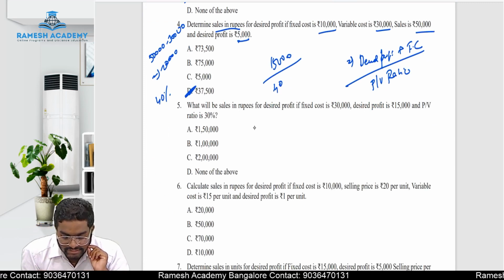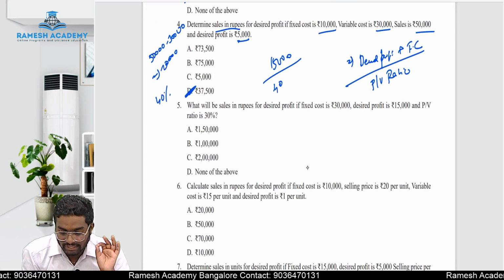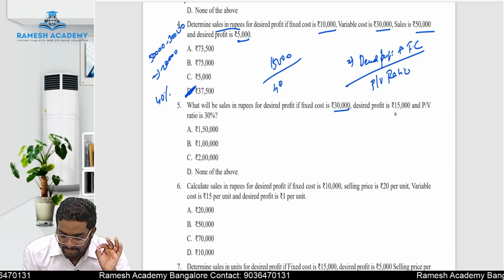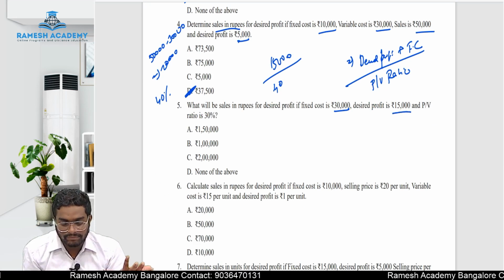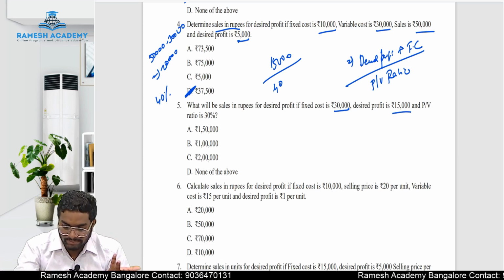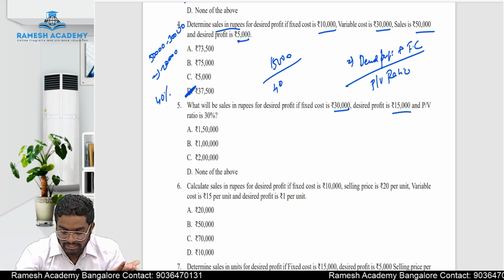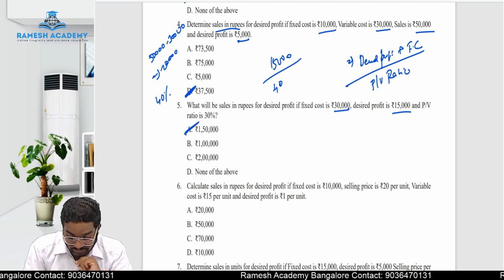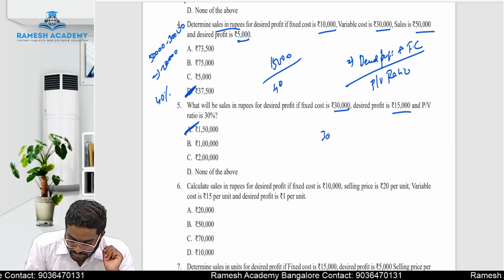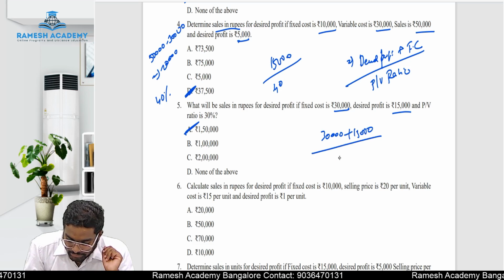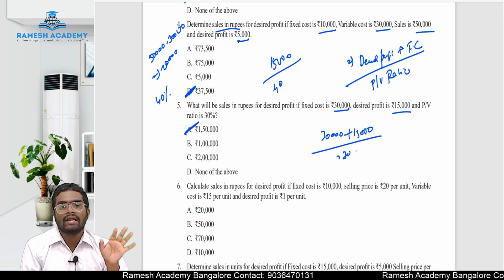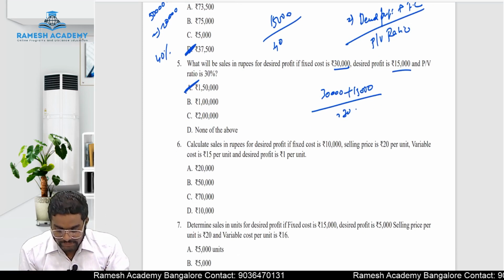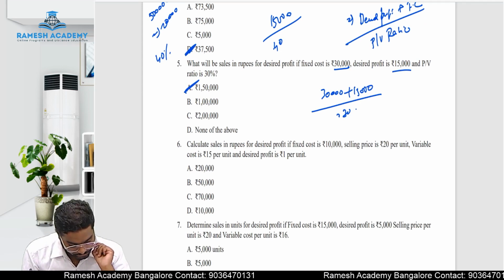So what will be the sales in rupees for desired profit, if the fixed cost is 30,000, desired profit is 15,000 and the PV ratio is 30%. Same as the previous question, so I will do it in a simpler manner. Add 30,000 plus 15,000 divided by 0.3. So you will get 1,50,000. Simple. You can make a note here only. 30,000 plus 15,000 divided by 0.3, so 1,50,000. Simple. Next we will jump to the sixth question.